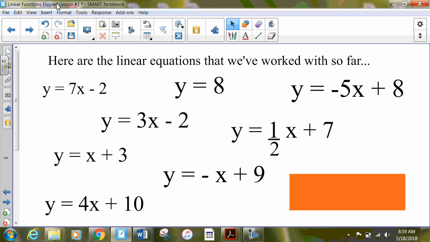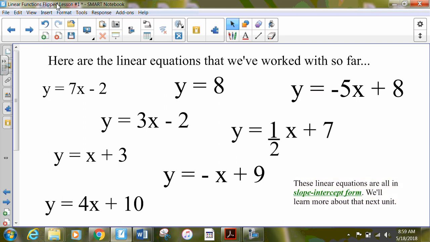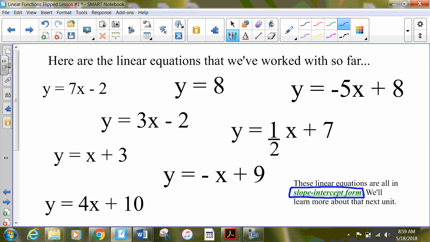Here are the linear equations we've worked with so far in this lesson. Do you notice the similarities in these linear equations? They are all in slope-intercept form, and we're going to learn a lot about slope-intercept form next unit. For right now, in your box that you see on your notes, go ahead and just write slope-intercept form.